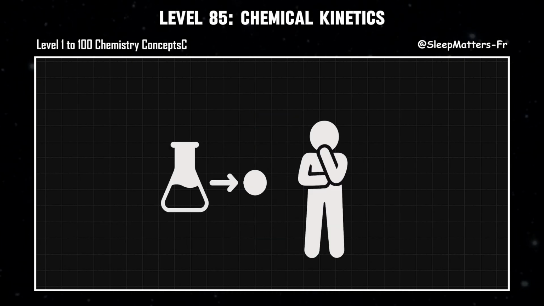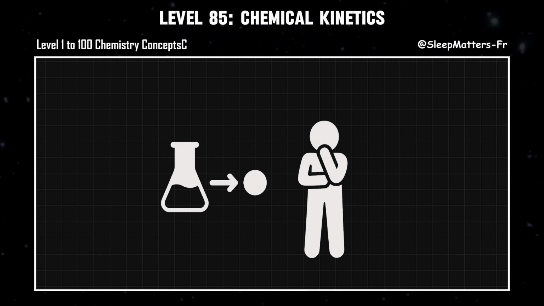Level 85. Chemical Kinetics. Chemical kinetics is the study of how fast a chemical reaction happens. It is not about what the reaction is, but how quickly it takes place. Imagine you are cooking a meal. You put a pot of water on the stove. If you turn the heat to high, the water will boil quickly. If you set it to low, it will take much longer. This is chemical kinetics. It is about the speed of a reaction and what can change that speed.